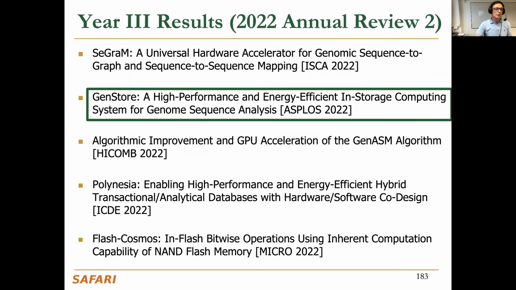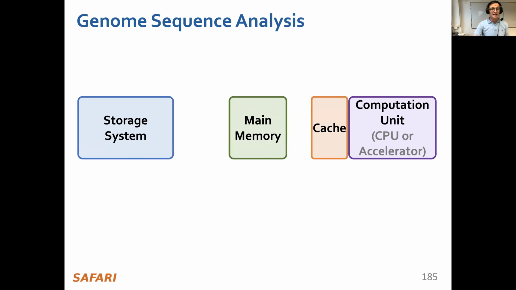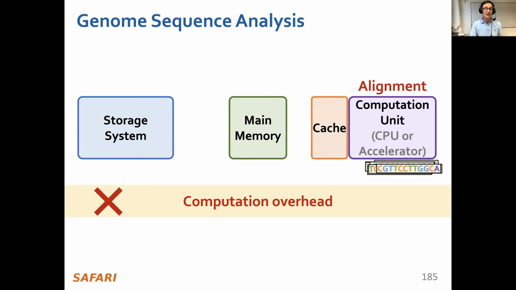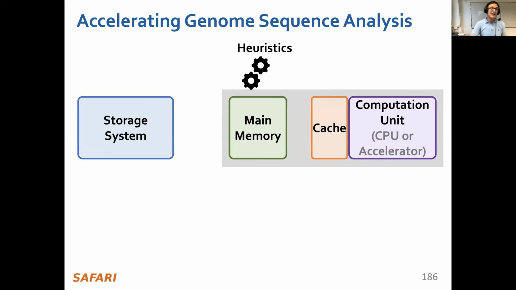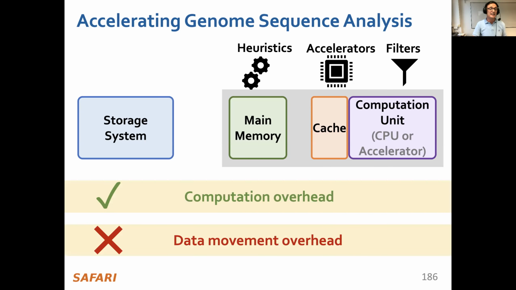Now, finally, let me quickly talk about GenStore, which is essentially another genomics accelerator that we designed to do filtering inside the storage system. So a lot of genomics accelerators reduce the computation overhead of genomics by designing heuristics, accelerators, and filters. You can reduce the computation overhead of genomics, but data movement overhead remains because you need to move huge amounts of data from the storage system to the computation unit and back and forth potentially. We're not even talking about main memory. Main memory is still interesting, but storage is even larger data movement.